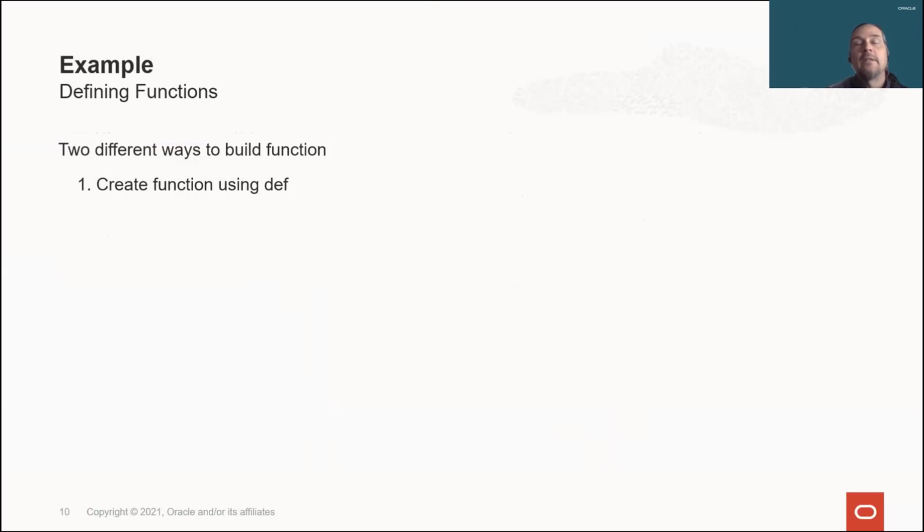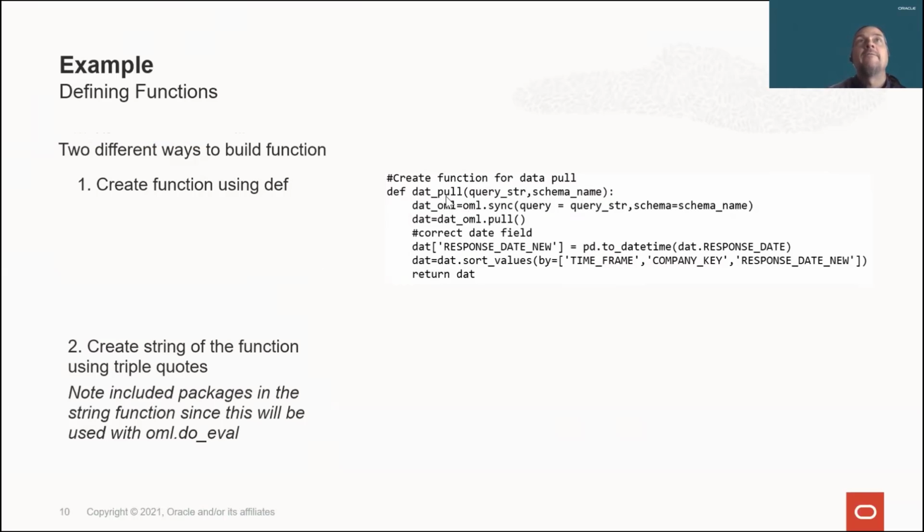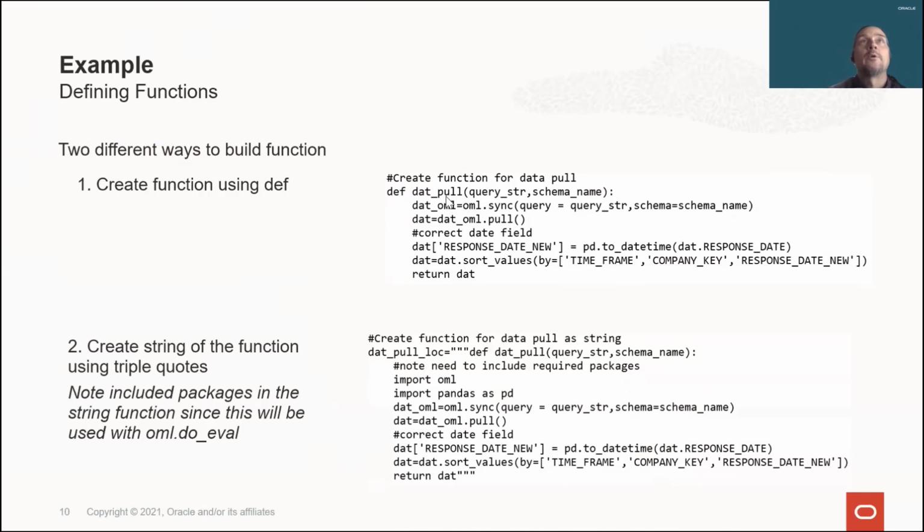So let's go into the example, right? We want to create a function using DEF. This is pretty standard Python. You define the function, here's the function name, and there's my variables. And this is just a simple function to pull in my data and correct the date, just as an example, okay? I can take this same function and define it as a string using the triple quotes. So here's my new function name. It's basically just a variable in the script, dat_pull_loc. I'm using triple quotes around it, and notice it's just triple quotes around my dat_pull function.